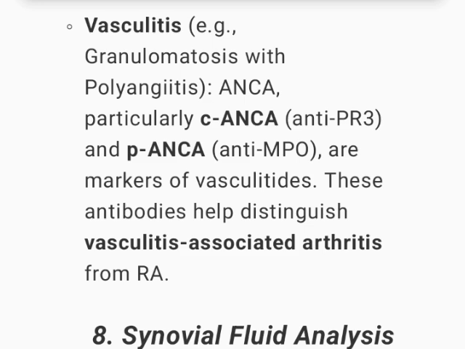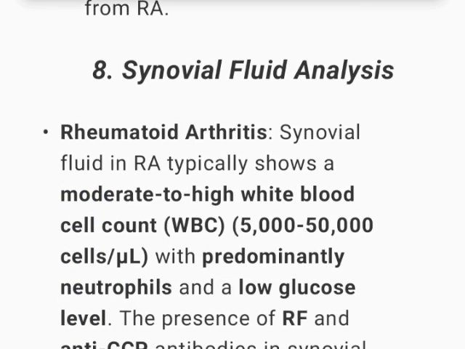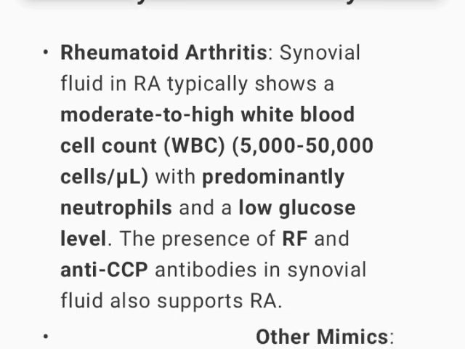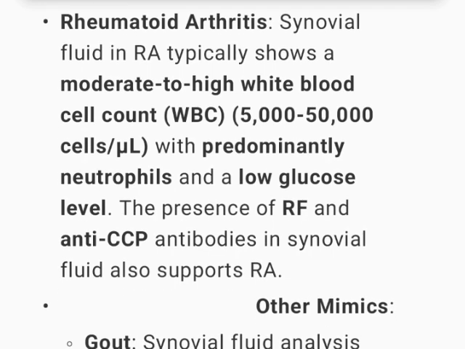8. Synovial fluid analysis. Rheumatoid arthritis. Synovial fluid in RA typically shows a moderate to high white blood cell count, WBC, 5,000 to 50,000 cells per microliter, with predominantly neutrophils and a low glucose level. The presence of RF and anti-CCP antibodies in synovial fluid also supports RA.